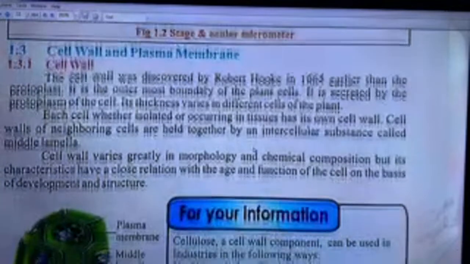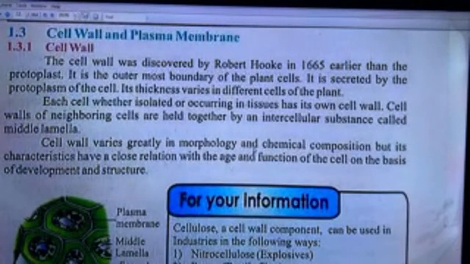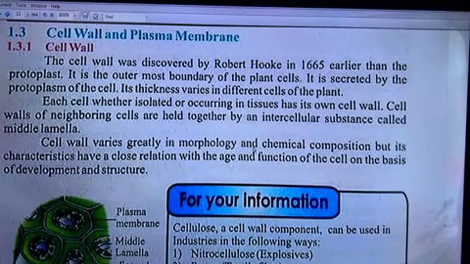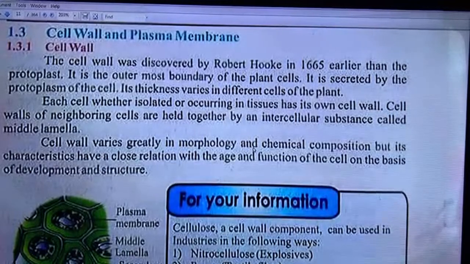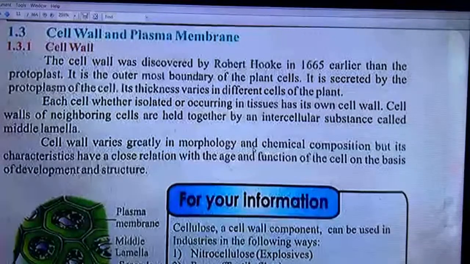Cell wall and plasma membrane. The cell wall was discovered by Robert Hooke in 1665. It is the outermost boundary of the plant cell. It is secreted by the protoplasm of the cell. Its thickness varies in different cells of the plant. Each cell, whether isolated or occurring in tissues, has its own cell wall.